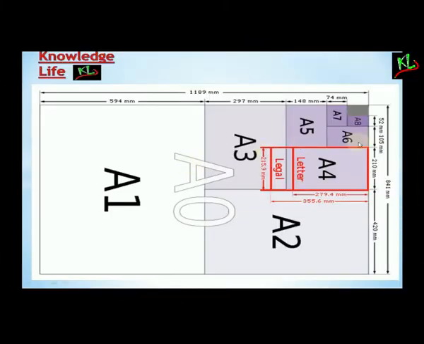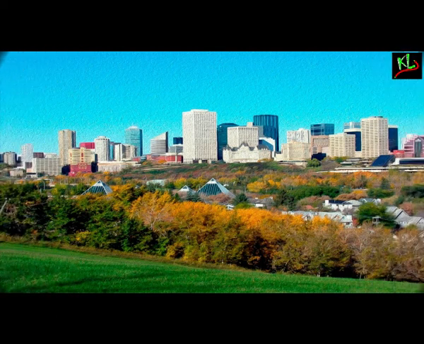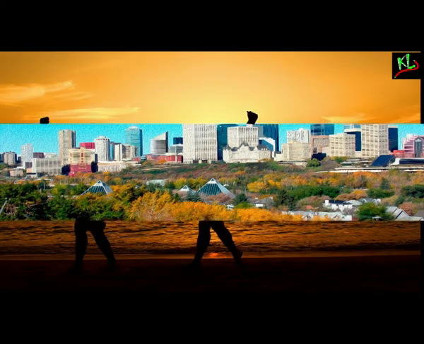One more thing: on your screen, the red rectangles show the legal and letter sizes. You don't need to be bothered about that because sometimes the US and Canada use these as their standard. You can just concentrate on A3 and A4 and calculate the others if required.